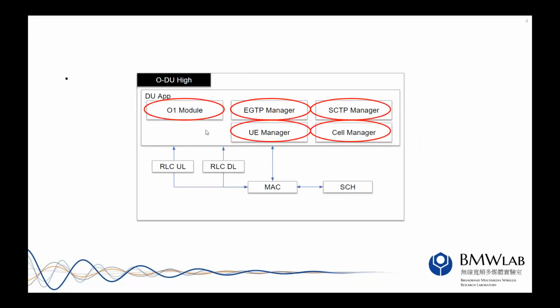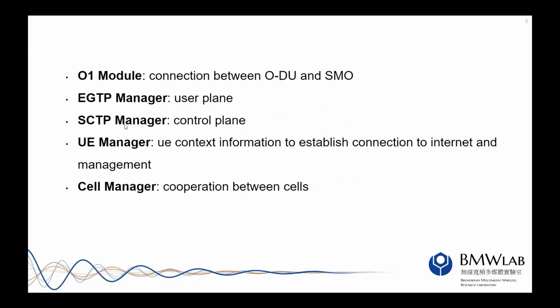This is the overall architecture of ODU High, and first, I will introduce the DU app module. DU app is to configure and manage all the operations of ODU, and there are several sub modules in it. The first one is the O1 module, used to receive configuration from the high level architecture, and it can also be used to report performance metrics or statistics to higher level network management.